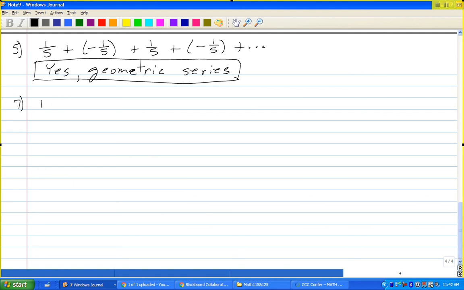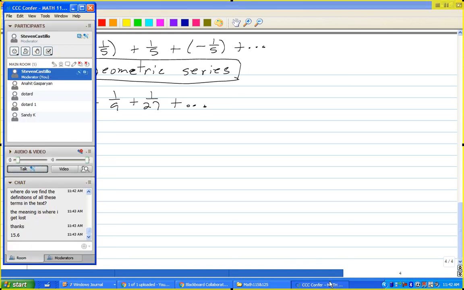1 plus 1/3 plus 1/9 plus 1/27 plus etc. In exercises 7 through 9, determine the sum of the first 15 terms of the geometric series. So let's find that sum. Yes, this is section 15.6.